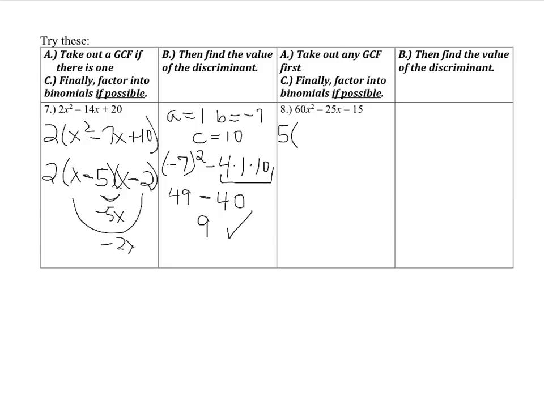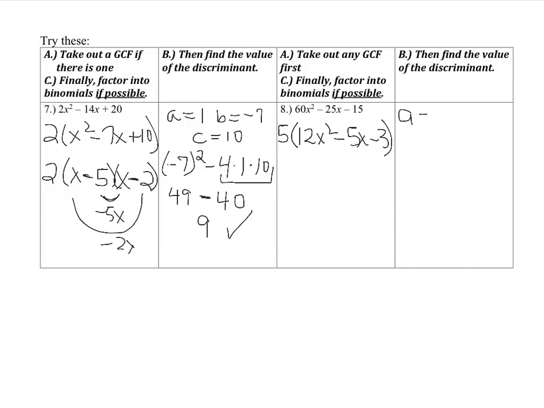So I'm going to pull out the 5. And when I pull out the 5, I'm going to be left with 12x squared minus 5x minus 3. Okay? So now I'm going to go over here and find the discriminant. I'm only going to find the discriminant of the trinomial that's inside the parentheses.